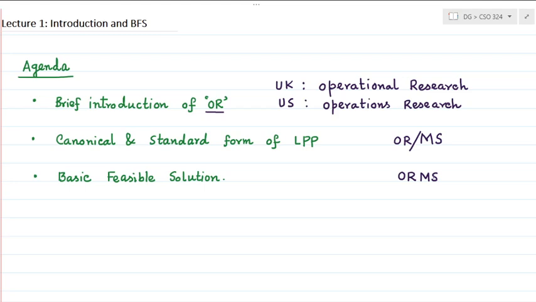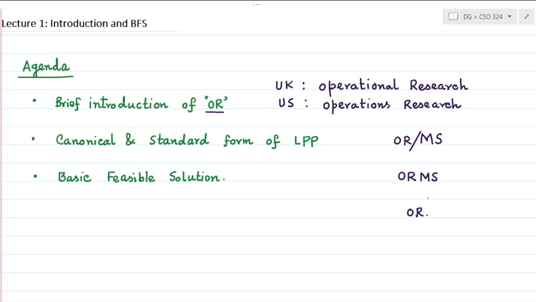Yet other terms sometimes used are industrial engineering and decision science. However, in recent years, there has been a move towards a standardization upon a single term for this field, and it is named just the simple term OR.